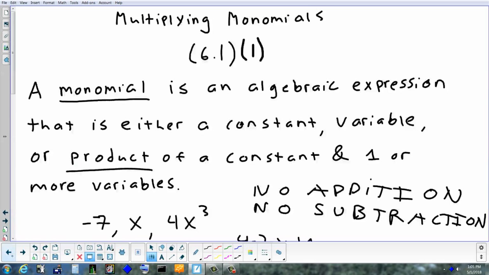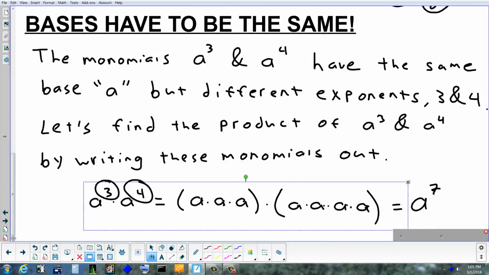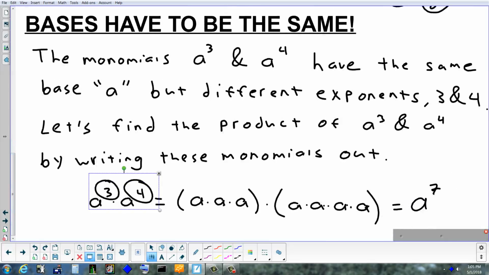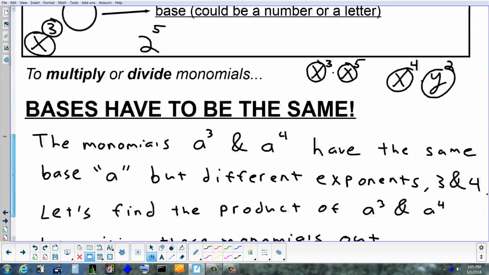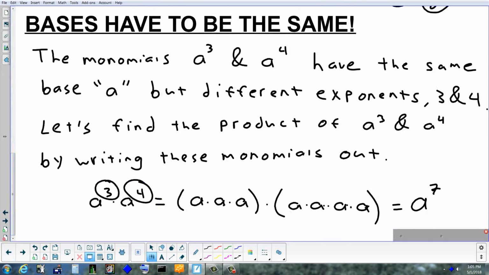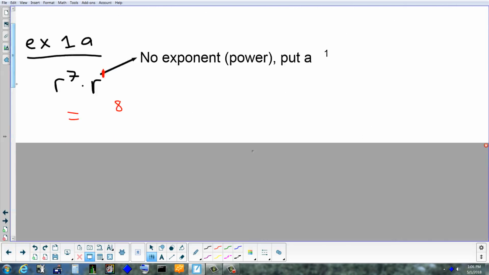The shortcut right here, what we did with the 3 and the 4? We add them. So Fred, in this case, what do you get with 7 plus 1 when you add them? So we get an 8. Now look at the base. The base started as an A. In the final answer, it was an A. So the base never changes. So what's my base going to be in this one for the final answer? Gemini? R.